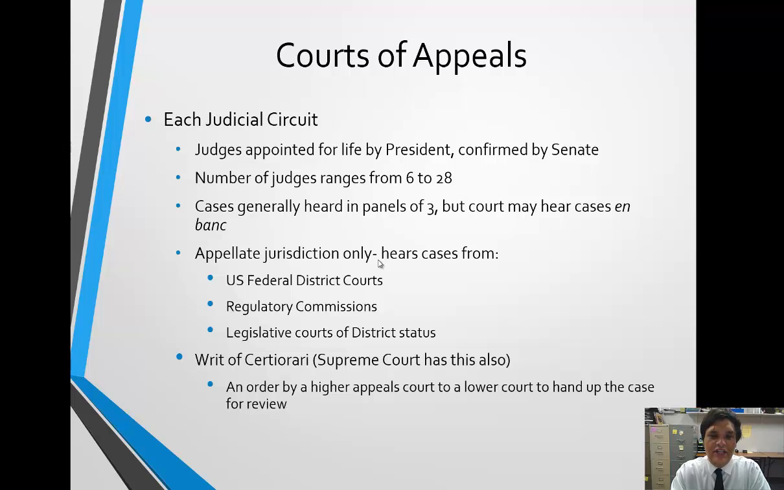The Courts of Appeals also has what is called the writ of certiorari, which means that if there's a case that's in a lower court, they can issue an order to have that case brought up to them directly. So a writ of certiorari is an order by a higher appeals court to a lower court to hand up the case for review. So that's another way that the Court of Appeals has appellate jurisdiction, is that they can directly see a case, bring it up to them, and then hear that case on appeal. So that's basically the Court of Appeals.